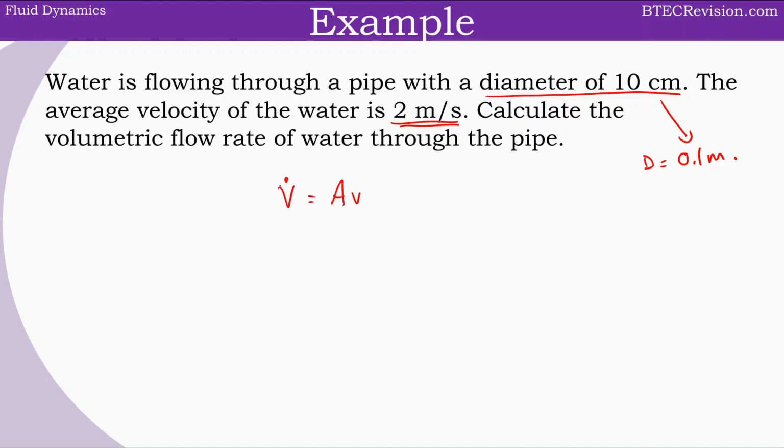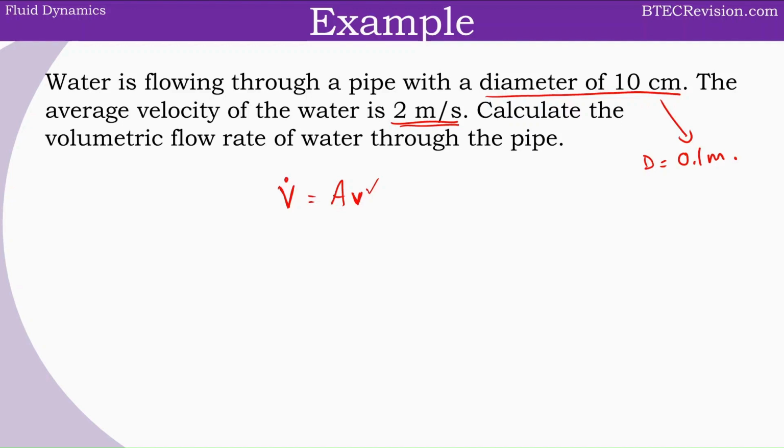No, the capital V is used to represent volume and lowercase v is used to represent velocity. So try not to get those two confused. The smaller one is velocity. So we have velocity, that's 2, but we don't have area.